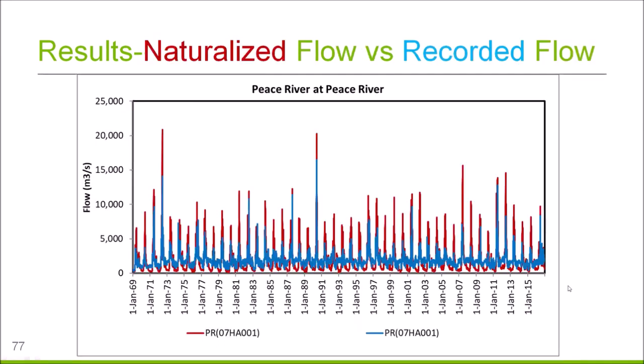This plot I'm showing again the naturalized versus recorded flow. So again, the blue lines, you can see all of those recorded flow, right? And then the red lines is showing the modeled naturalized flow for the same time. So we have from January 1, 1969, we have recorded and modeled naturalized flow data all the way to 2016.